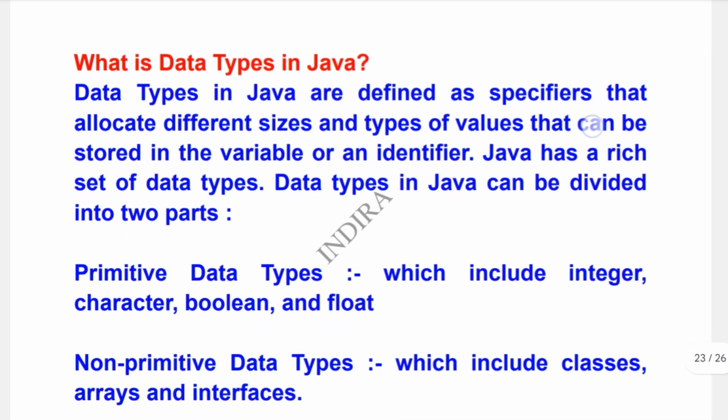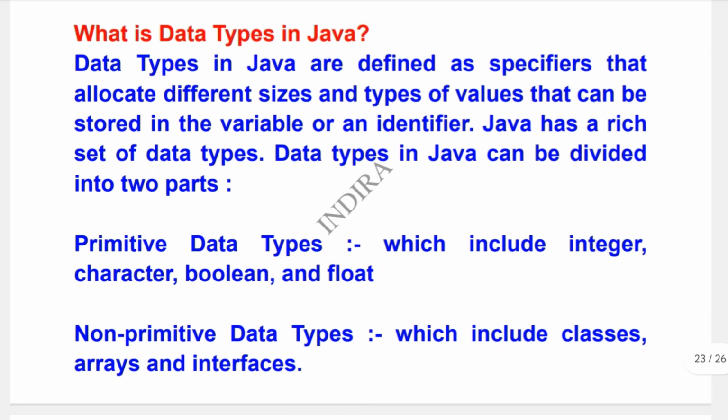And next, coming to the data types in Java. A data type is nothing but a specification of the allocation and type of value that can be stored in a variable. Java has a rich set of data types. Data types in Java can be divided into two parts: primitive data types, which include integer, that is positive and negative numbers along with zero.